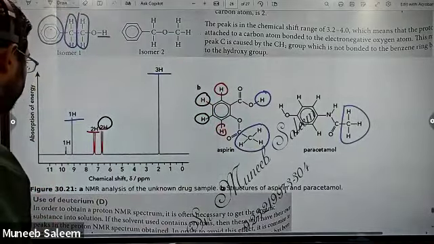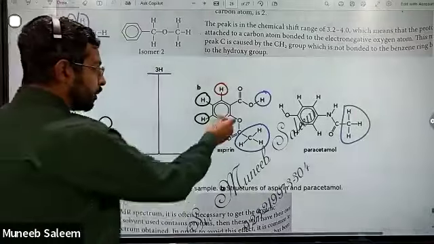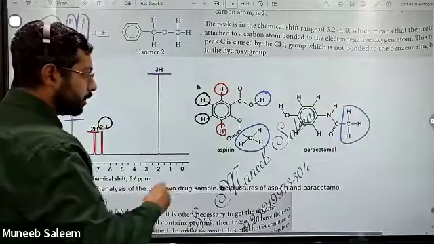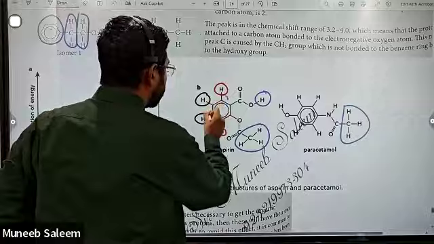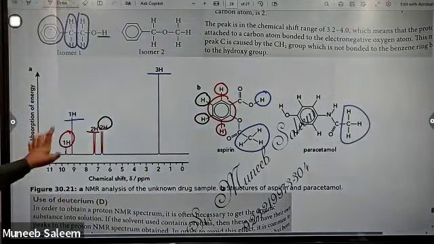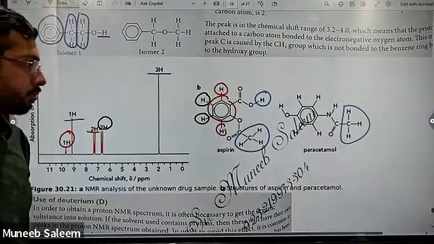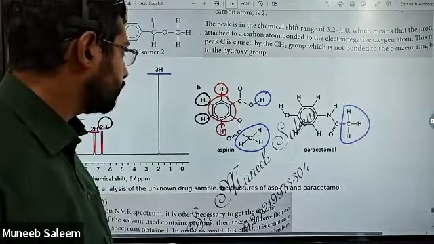Now one singlet must be indicated by the hydrogen atoms of the whole benzene ring. So one goes to the benzene ring that is mentioned over here. So that's how this compound, the aspirin compound, must be this one.